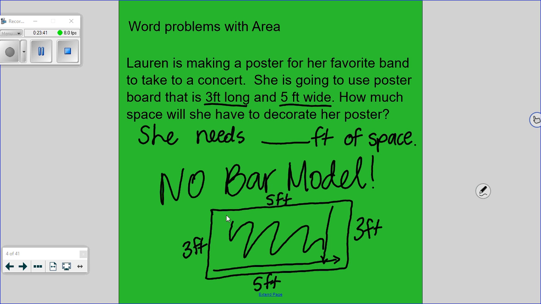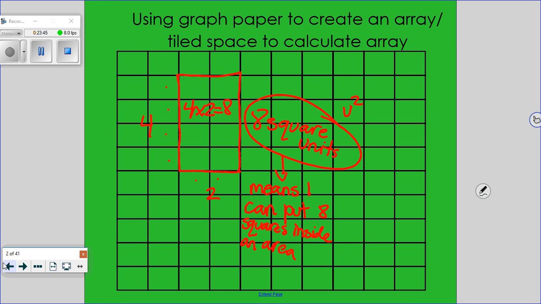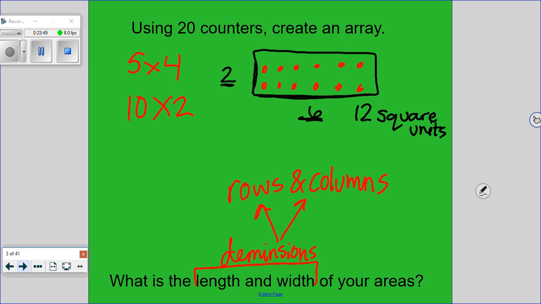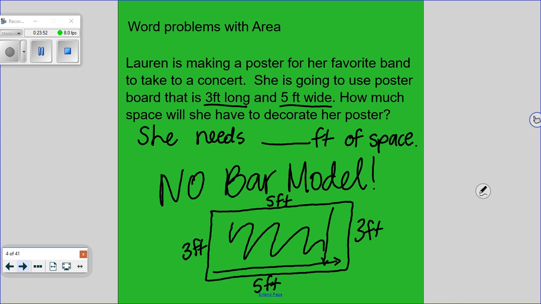When we did area way back at the beginning, we could have counted all my squares. So could I draw 3 rows and 5 columns? Could I do that? Yes, I could. But I'm a big fan of working smarter, not harder. Is there a shortcut that I could do so I don't have to draw all those boxes?